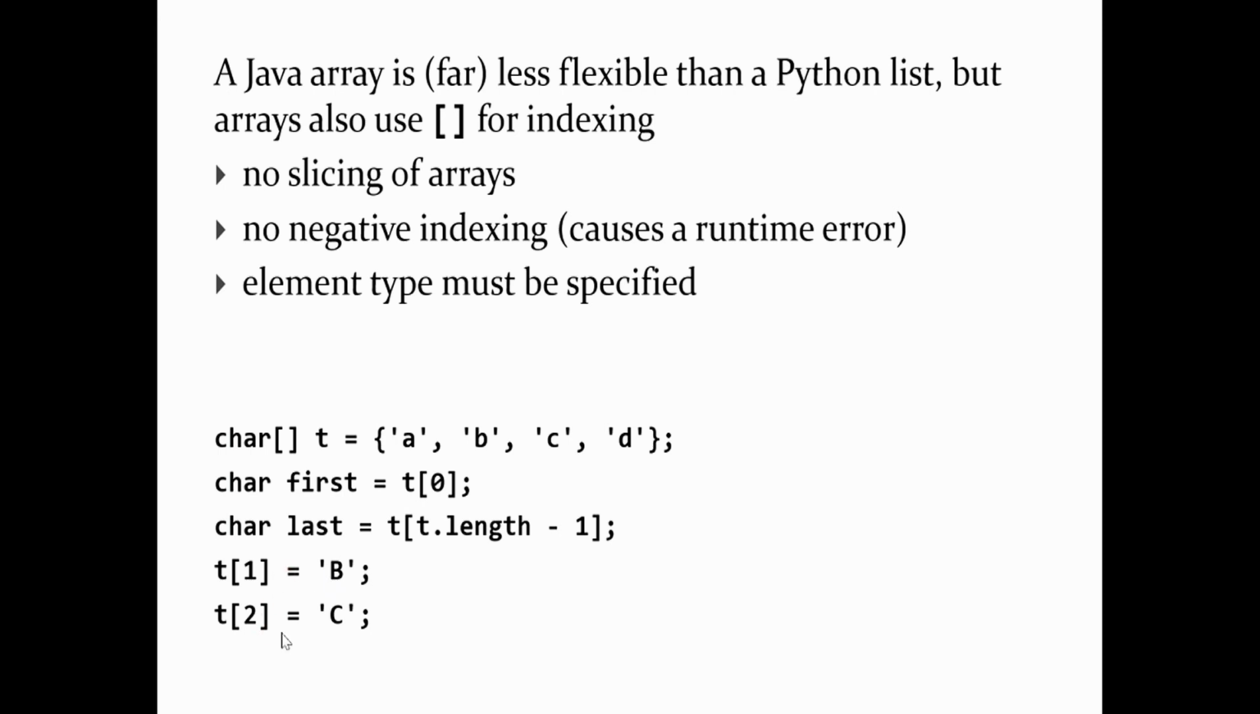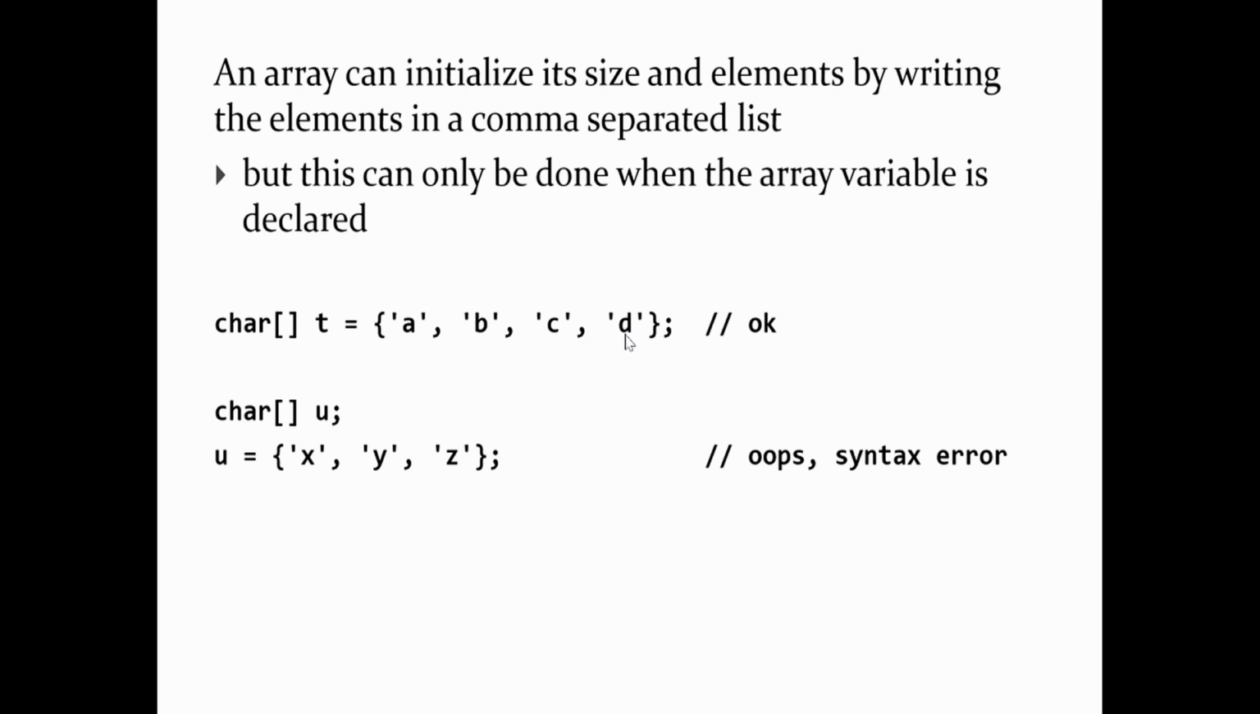And then assignment to an element is the exact same as assigning to a list in Python. Actually, that's the example I meant to show you right here. An array can initialize its size and elements by writing the elements in a comma-separated list inside of braces. So here, t is an array of 1, 2, 3, 4 char. So the length of that array t is 4.